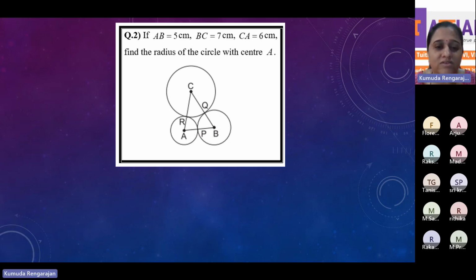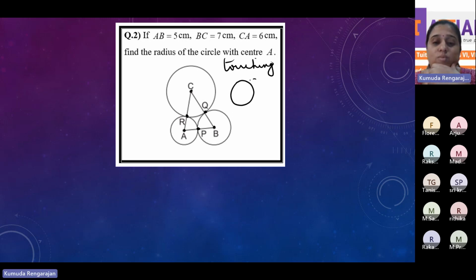So this point is R, children. This point is Q. This point is P. And of course, this is C. So A, B, C are the centers of the three circles. The three circles touch each other. They are not intersecting circles. They are touching circles. They only touch each other. That means they have only one point in common.